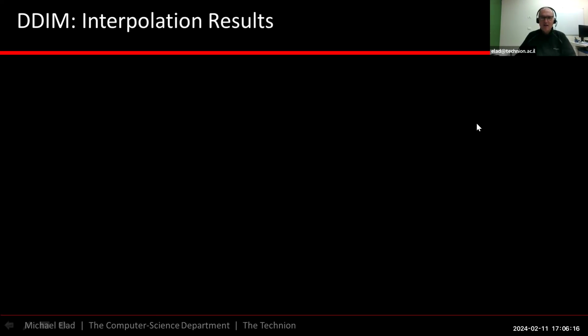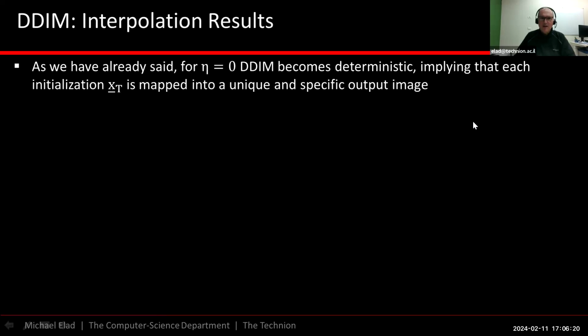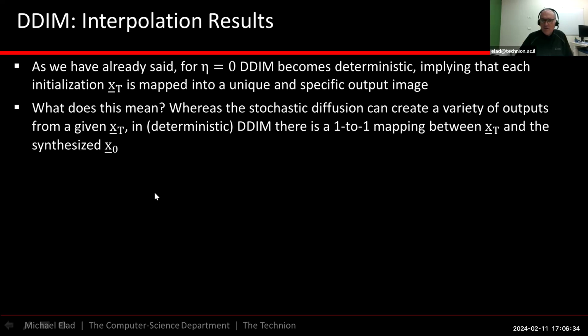Okay. Now let's talk about this interpolation that I kept mentioning. Here is the thing that you have to understand. When you choose eta equals 0, DDIM becomes deterministic, as I said. What does it mean? It means that every initialization x capital T is mapped to a specific image in the output. This is very much different from DDPM.